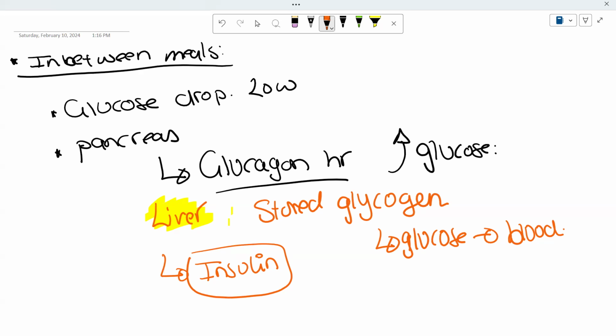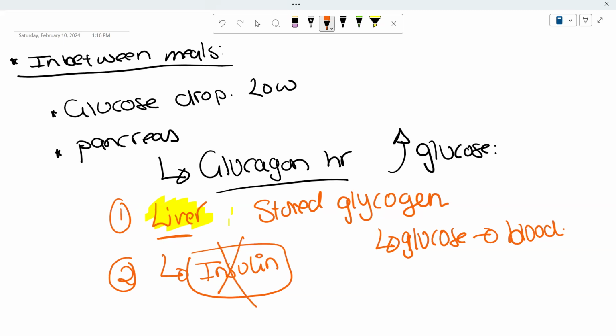So the glucagon will take two actions. Action number one, it will go to the liver and tell the liver, please give me the stored glycogen, because we need to convert it back to glucose and release it into the blood. Step number two, the glucagon hormone will prevent the release of insulin. I don't want any insulin now.